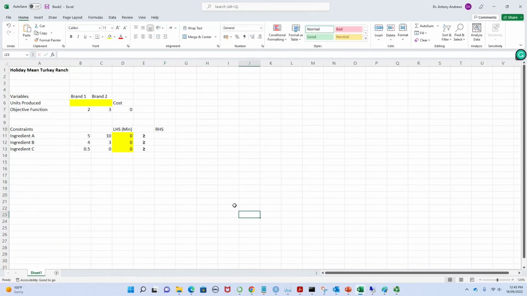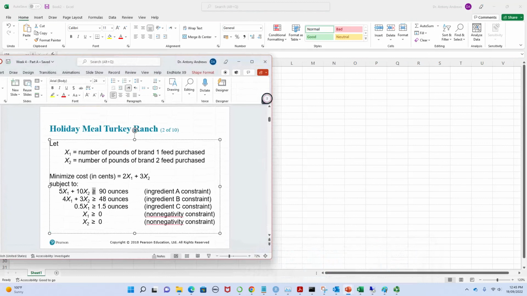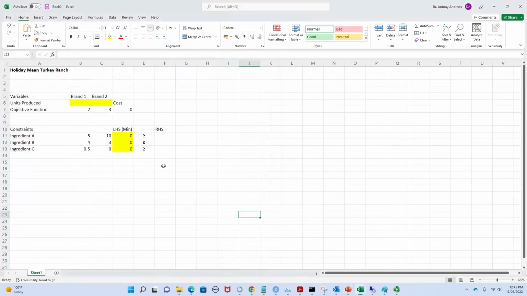Now what I mean by, usually in mathematics, we have this sign here, greater than or equal to, or less than or equal to, or even equal to. This side we call left hand side, and this we call right hand side, okay? So put there 90, 48, and then you have 1.5, right? So this is all your data done now.